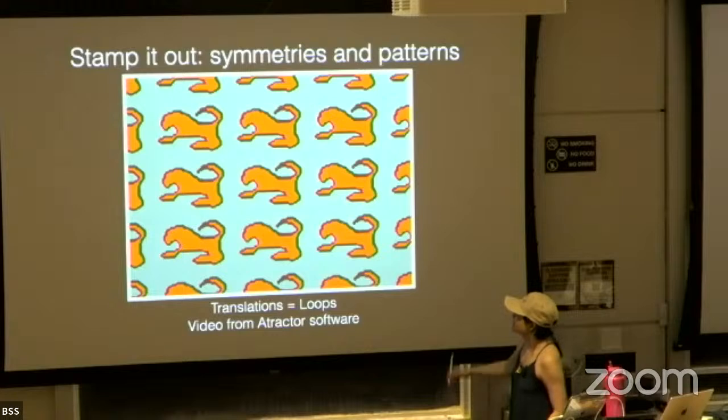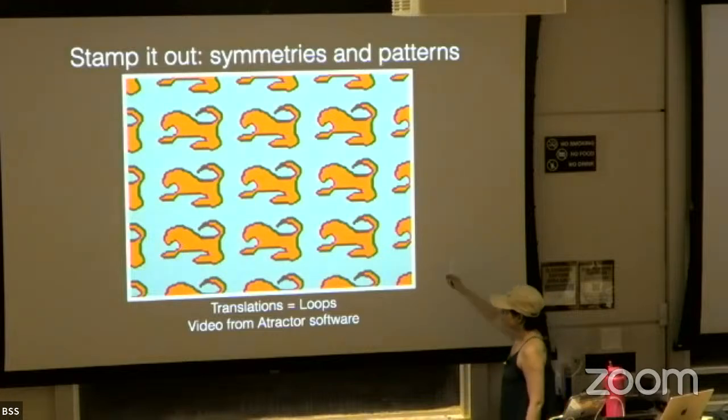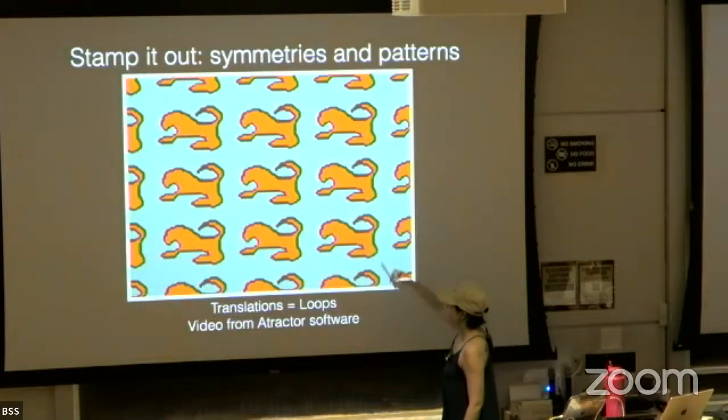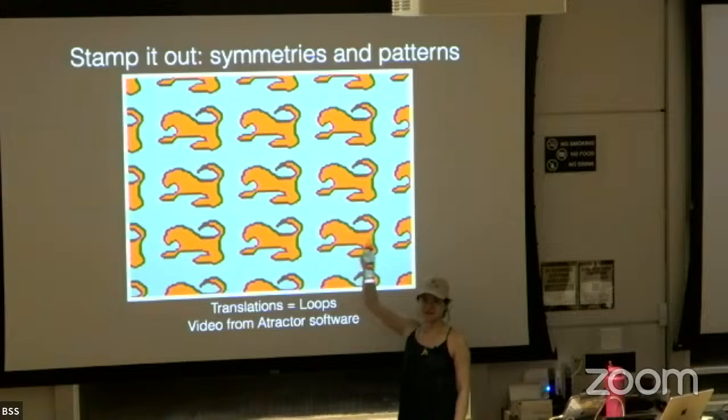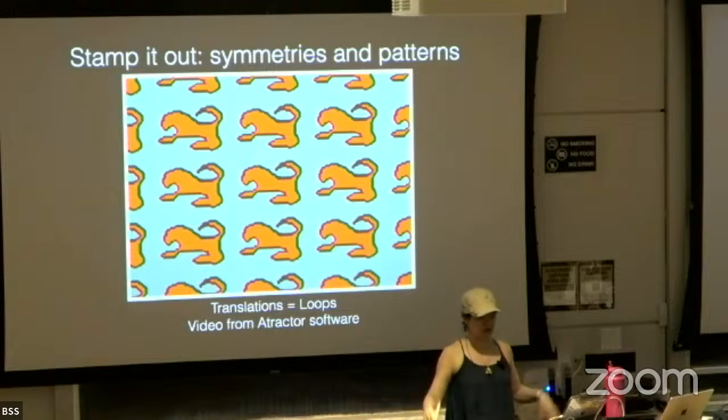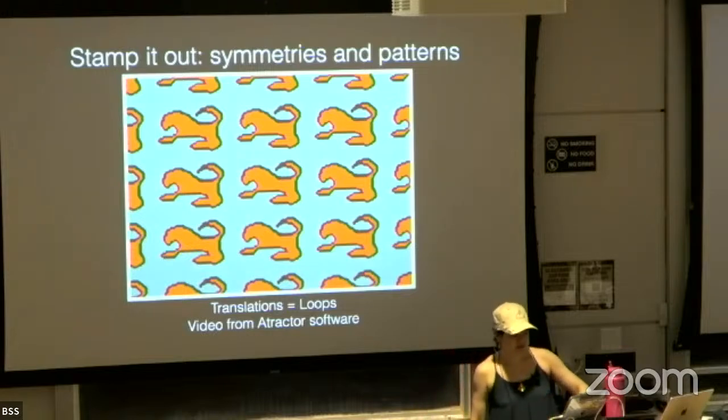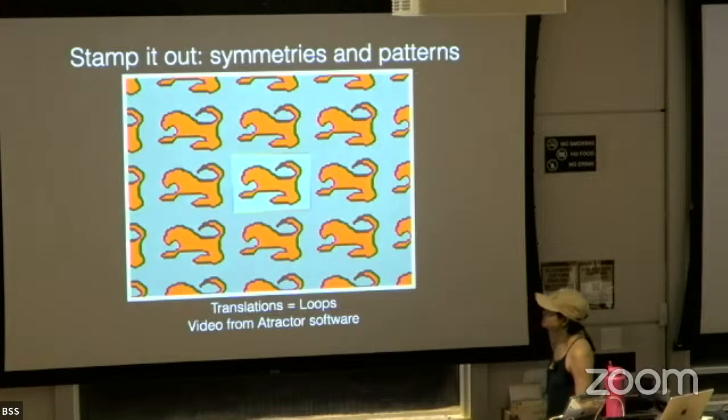So here's again a video. By the way, all of the patterns from the attractor software are based on patterns found in the ancient world in different places, from, I think, Egypt and a lot of Islamic art and things like that. So that's where all of these come from. So here's how we would do a translational symmetry.